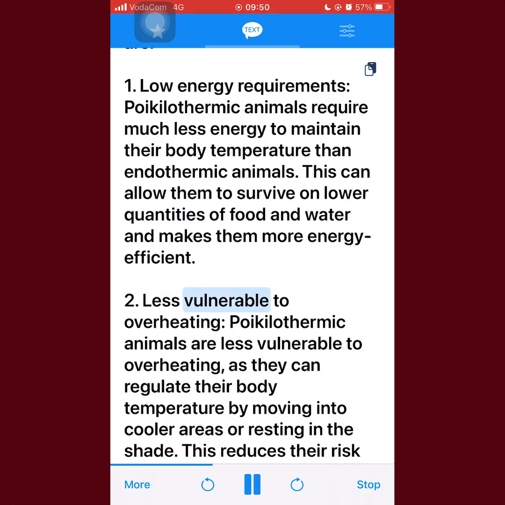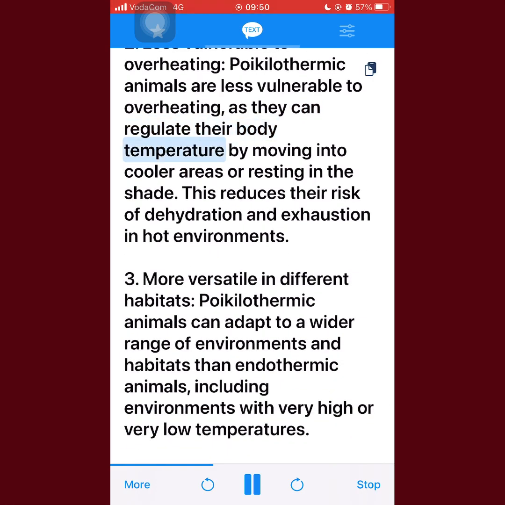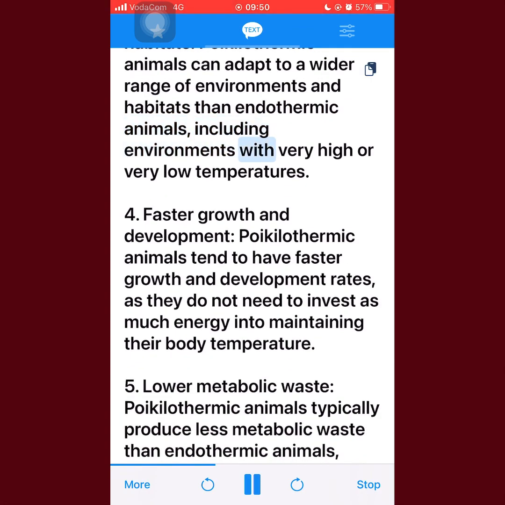2. Less vulnerable to overheating. Poikilothermic animals are less vulnerable to overheating, as they can regulate their body temperature by moving into cooler areas or resting in the shade. This reduces their risk of dehydration and exhaustion in hot environments. 3. More versatile in different habitats. Poikilothermic animals can adapt to a wider range of environments and habitats than endothermic animals, including environments with very high or very low temperatures.